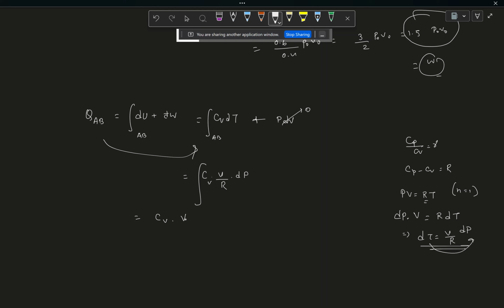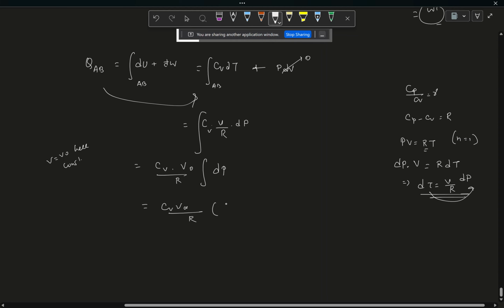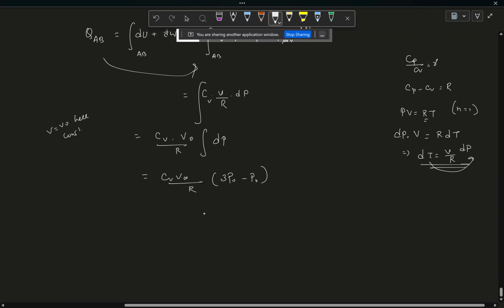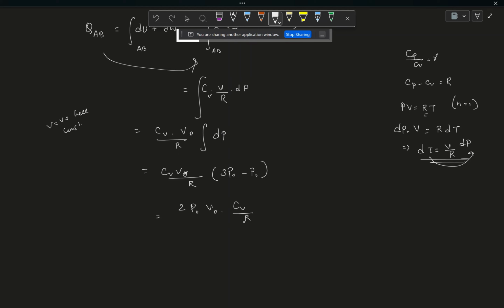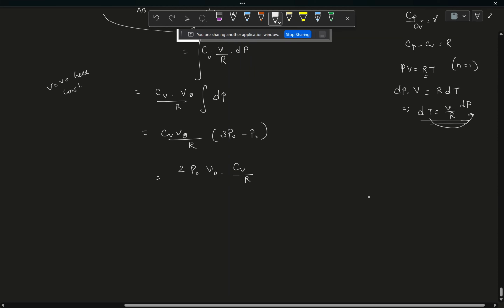Now Cv into V is constant at V0 here, so we take it outside the integral, and the other constant terms are also outside the integral, and only dP is here. So this is Cv times V0 by R into the pressure change. So along AB, going from A to B, the pressure is changing from P0 to 3P0. So this is 3P0 minus P0 then. So this is 2P0 into V0 into Cv by R, right?